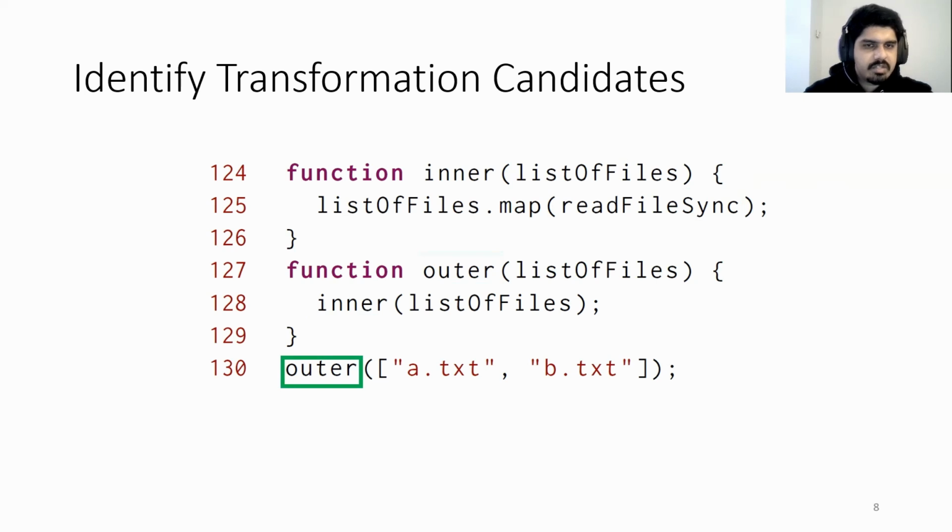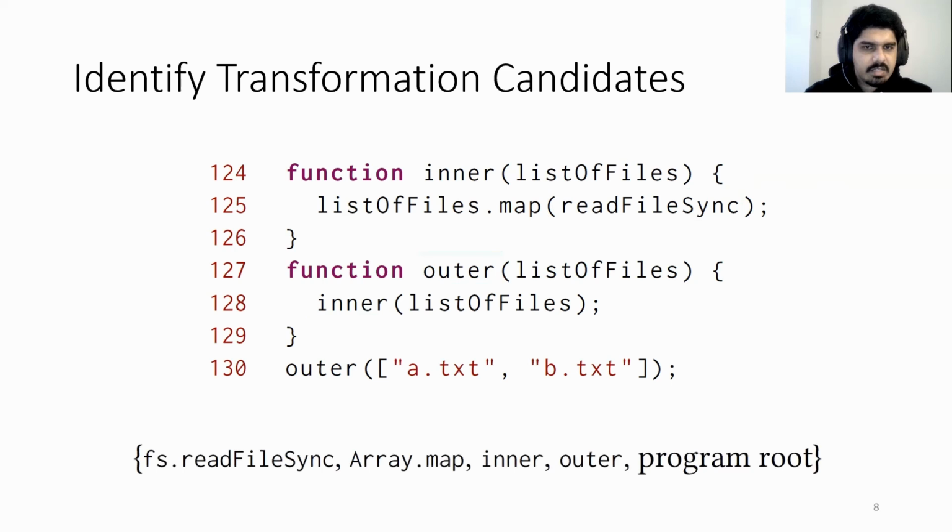From this information, we create what we call transformation sets. This is a sample transformation set for the above program, which gives us a mapping of readFileSync to array.map to inner to outer to program root. We try to create such transformation sets for all the synchronous APIs that are present in our program.